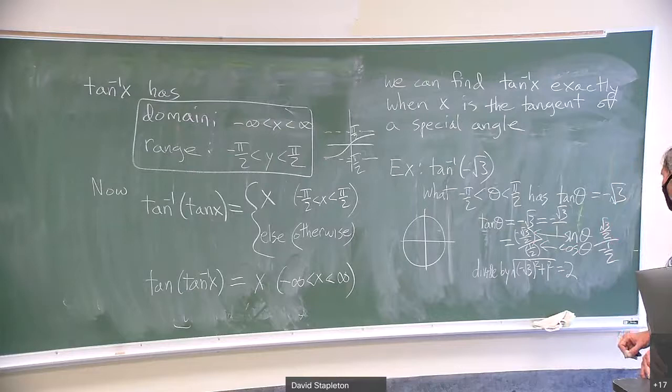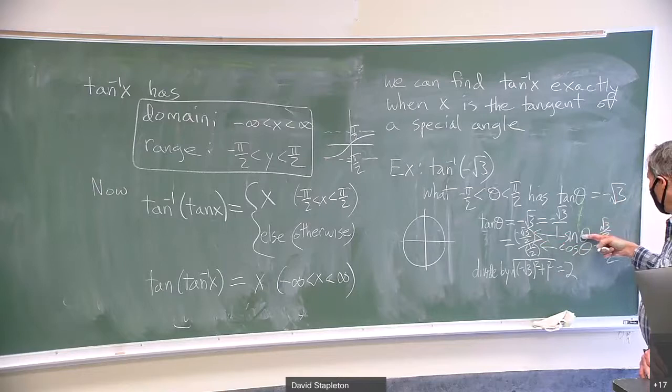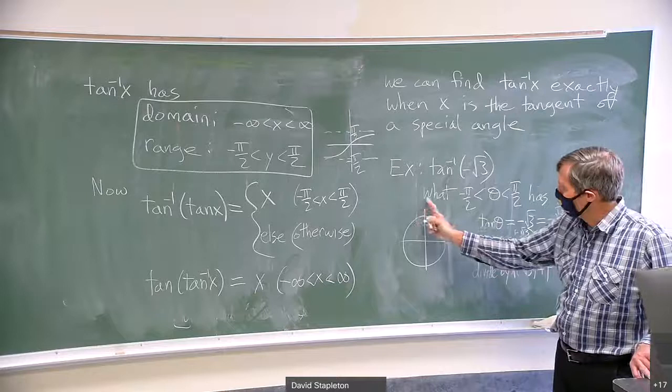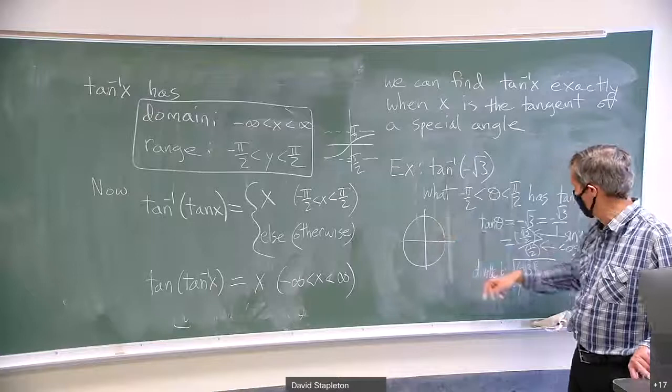It's this one, actually, right? This one has y, or sine, positive and x, or cosine, negative, so it's over in quadrant 2. For tangent we want to come out in quadrant 1 or 4, right? It's between plus and minus pi over 2. So it's not this one, it's this one.